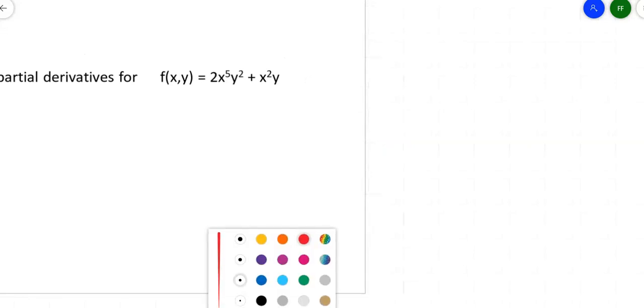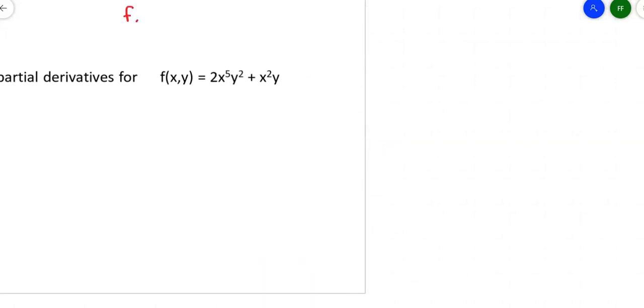Okay, so the partial derivative with respect to x is going to be what? Take that 5 and drop it in front. I'll get 10x to the 4th y squared. And then the second one, I'm going to treat that x again as the variable that I'm deriving. So I'll get a 2x times y.